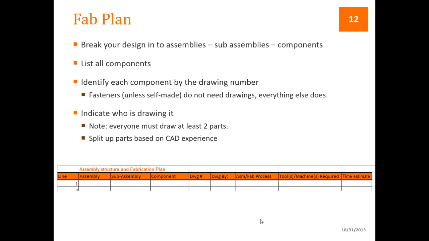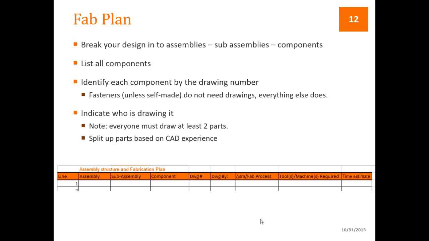So then in your fab plan, once you've got your assemblies, sub-assemblies, and components all listed out, each of the components gets a drawing number, and then indicate who's going to be drawing it. Everybody on your team has to draw at least 2 parts. So talk about things with your team. And if you've got a CAD expert on your team who knows CAD really well, maybe they're going to do the more complicated parts. And the people who don't know CAD very well are going to test their CAD skills on some of the more simple parts. So split them up based on your CAD experience, but indicate in the column who's going to be drawing them.